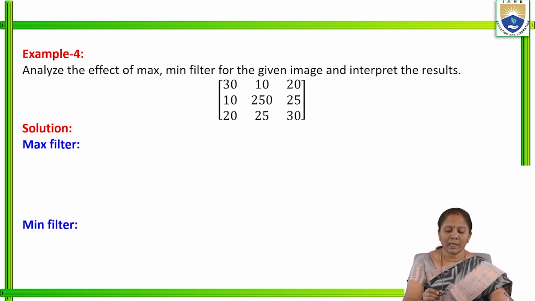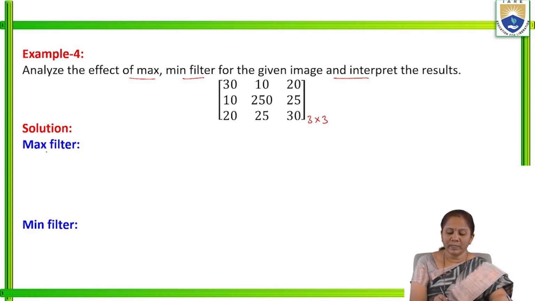Now, let us see another example. Analyze the effect of the max filter and min filter for the given image and interpret the result. Here the image is given and its size is 3 by 3, so we can observe 3 rows and 3 columns. In order to apply the max filter or min filter, first we have to arrange all the pixels in the image in ascending order.